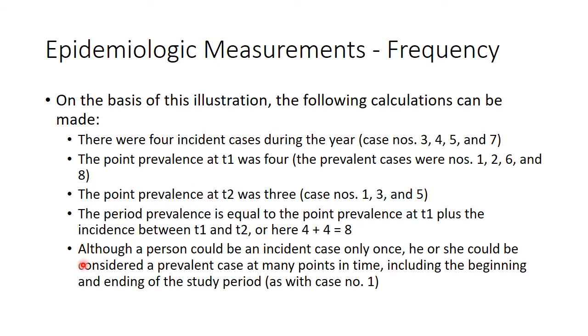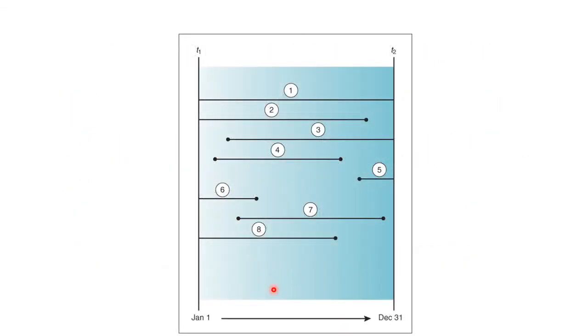Although a person could be an incident case only once, he or she could be considered a prevalent case at many points in time, including the beginning and the ending of the study period. So as with case number 1, they would be considered a prevalent case no matter what time period you took, because they had the disease the entire time. You can do point prevalences anywhere you want. If you did it at T1, obviously the point prevalence is 4. However, if I were to do it somewhere in, say, June or July, you can basically just look at how many lines you cross going through the middle of the year. Sorry, it's not a super straight line, not very scientifically accurate, but you can see your point prevalence right at the middle of the year would be 1, 2, 3, 4, 5, and 6. So 6 out of 8 would be your point prevalence if you did this in June or July, right?